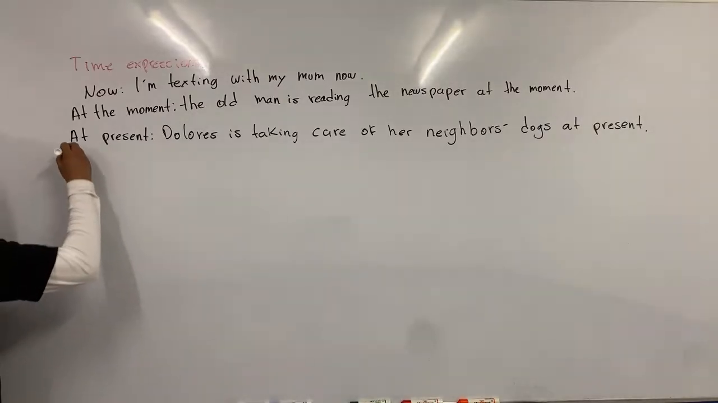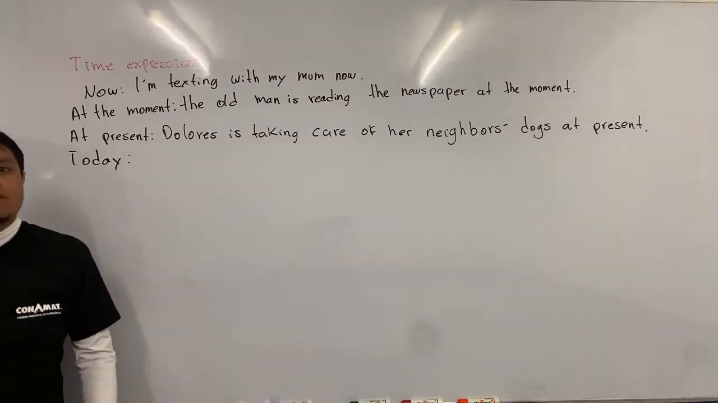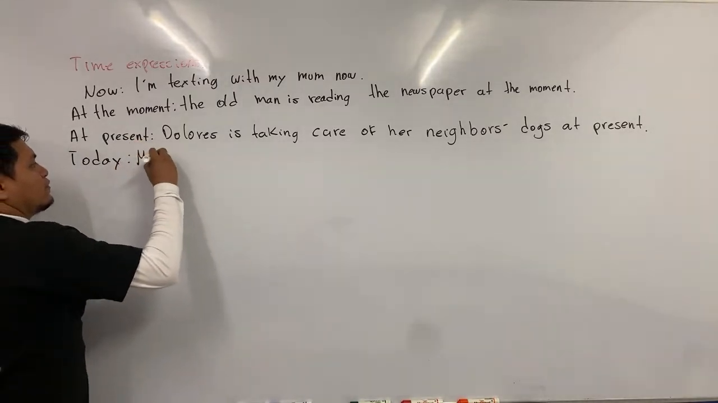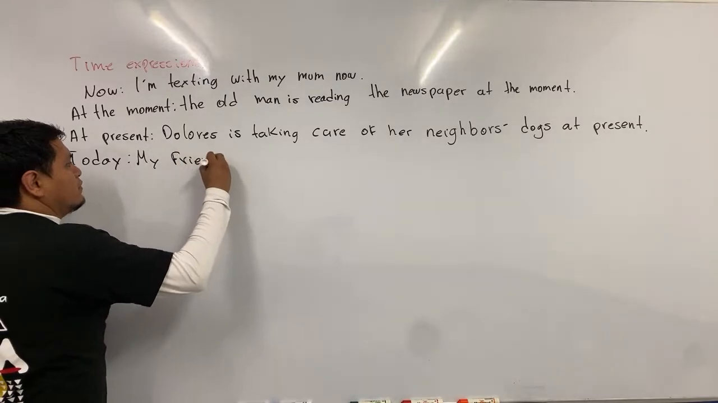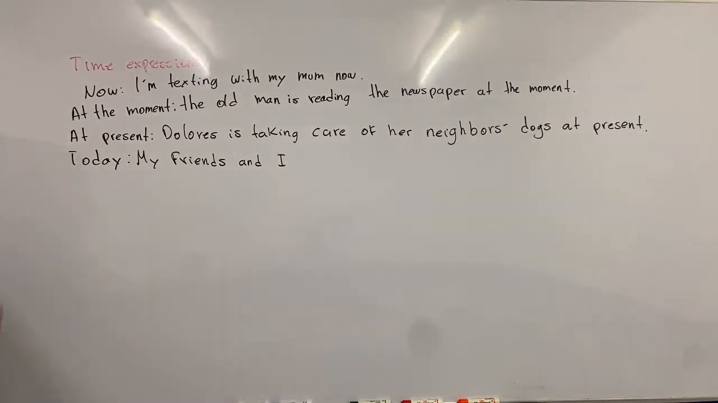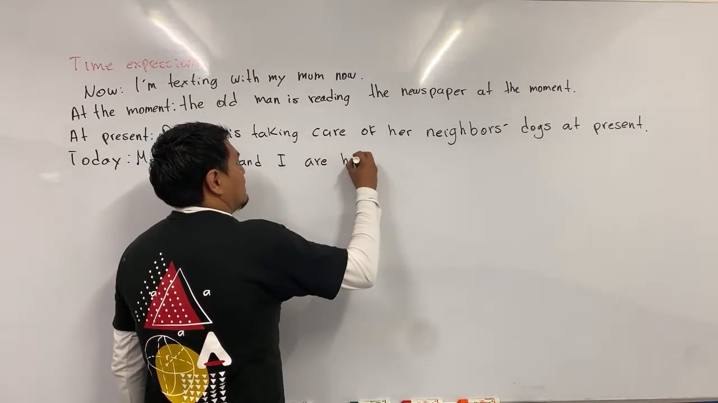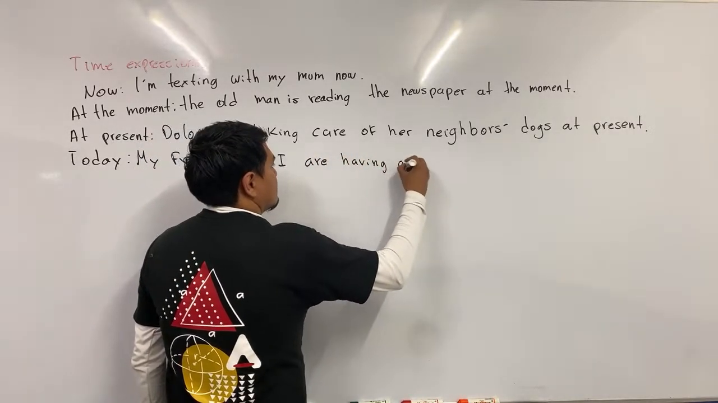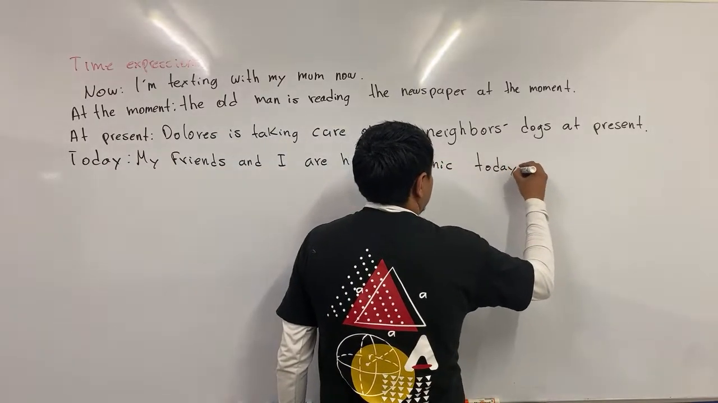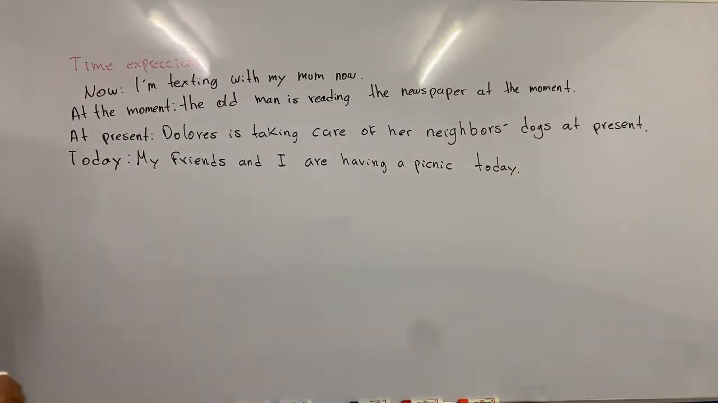The next time expression: today. One example with today. For example, my friends and I are having a picnic today. This is for today. I mean, hoy.